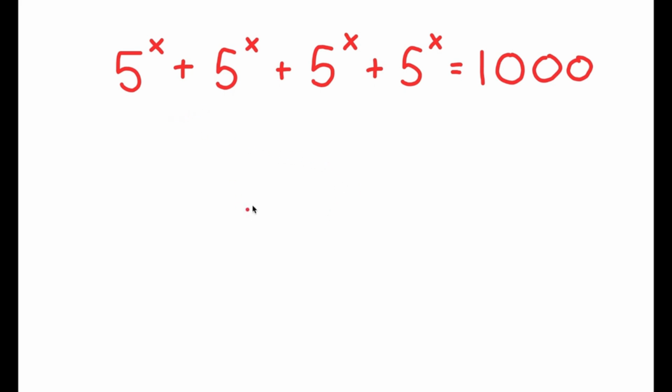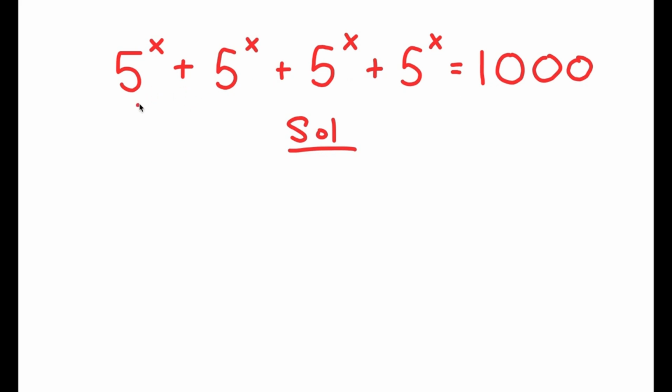Alright, so in this problem, I have 5 to the power of x plus 5 to the power of x plus 5 to the power of x plus 5 to the power of x is equal to 1,000. So for my solution, I'm going to first start by factoring out 5 to the power of x from my left-hand side.